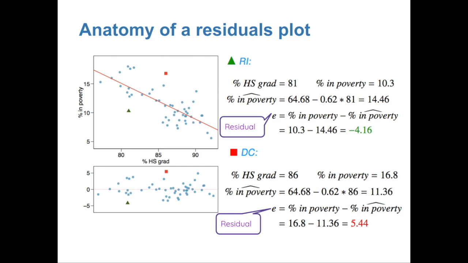Notice that is negative 4.16, so it is below the residual line. However, if we substitute a different point, say the percent of high school graduates is 86%, and substitute that into the formula from lesson 8.1, we would expect a value of 11.36 to be in poverty. When I take the actual value of 16.8 and subtract our expected value, we have a positive 5.44 for our red square. Notice that is above our residual line.